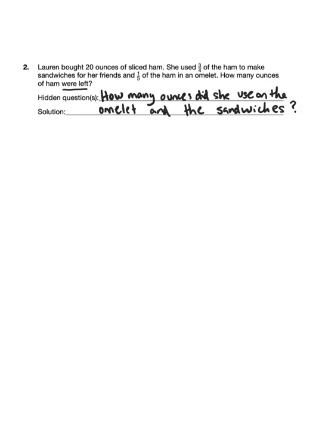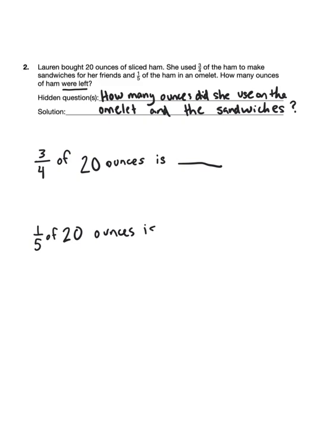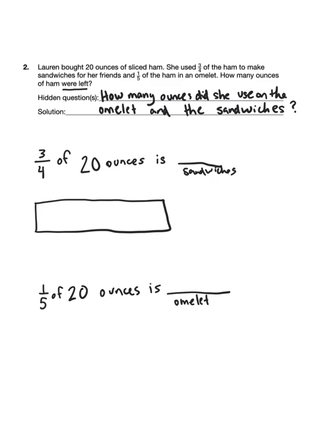Okay, so in order to figure this out, let's see. She has 20 ounces of ham, and she used 3/4 of that on her sandwiches. So 3/4 of 20 ounces is something we don't know yet. And she used 1/5 of her 20 ounces on her omelet. Okay, so this is sandwiches and this is omelet. Okay, let's use a tape diagram to figure this out.